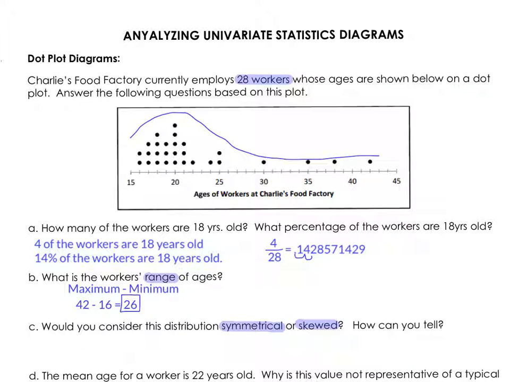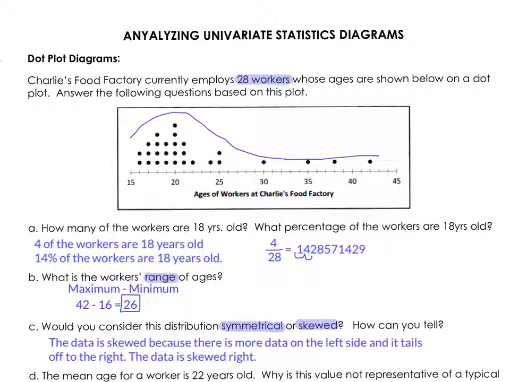So this tails off. I'm going to say that the data is skewed to the right because the right is what messed up my data. There's all of this bulk of information. If the information to the right was not here, then it would be pretty symmetrical, especially if it was right in this area. But because of all this data to the right, it is skewed to the right. So I can say that the data is skewed because there is more data on the left side and it tails off to the right. Therefore, the data is skewed right.